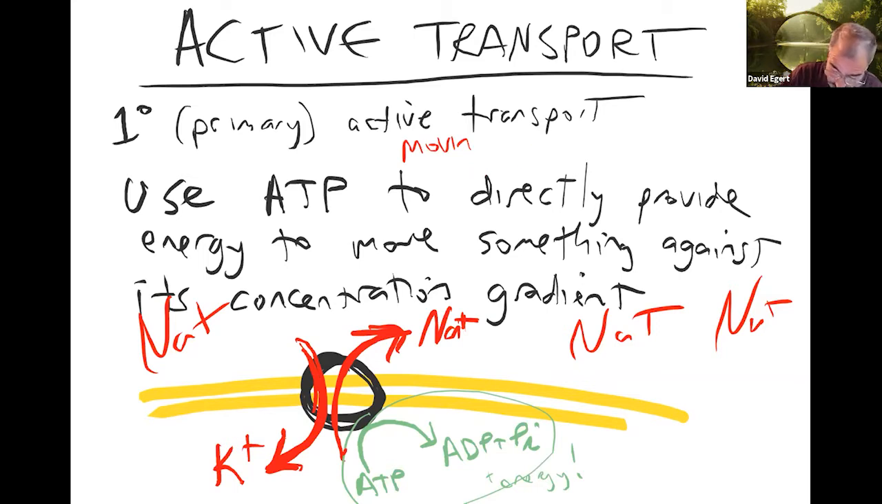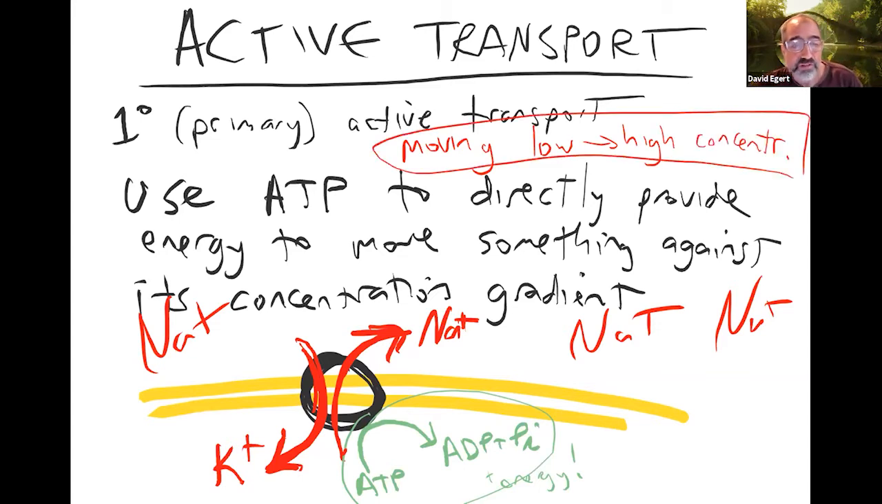So this is moving low to high concentration, right? Which is the opposite of diffusion. Diffusion, things move from higher to lower concentration. So primary active transport, there's typically some kind of membrane protein. We're going to see, like in the kidney tubules, things that just pump sodium, and again are using ATP to make that happen.